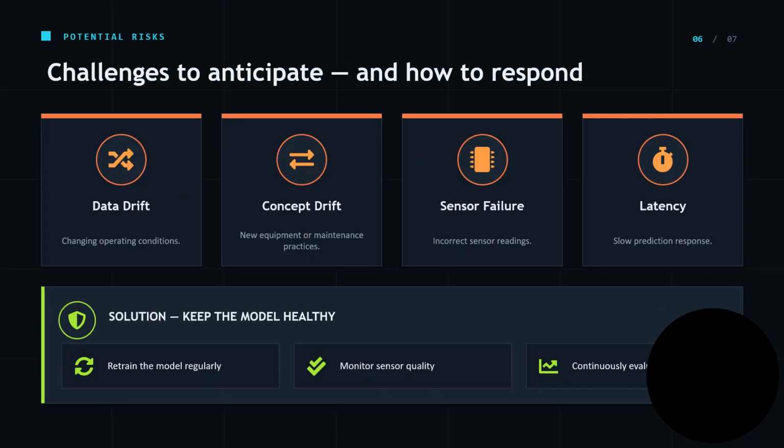And then in slide 6, you can see there are some risks such as data drift, concept drift, sensor failure, or latency. These risks can be reduced by monitoring data quality and retraining the model regularly.